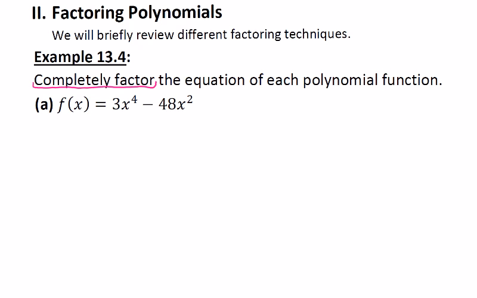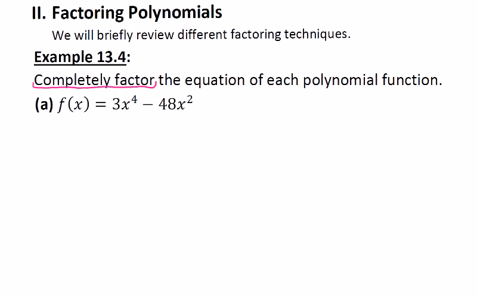So for part A, I have f of x equals 3x to the 4 minus 48x squared. I will always start by looking for a GCF every single time. Every single polynomial has a GCF. Sometimes the GCF is just 1. That's the only thing that they share in common. It's just a factor of 1. If the GCF is just 1, then I don't do anything with the GCF, because that's a pretty insignificant greatest common factor. But if the greatest common factor is anything other than 1, then that's where I will start with my factoring process. I will always do that.